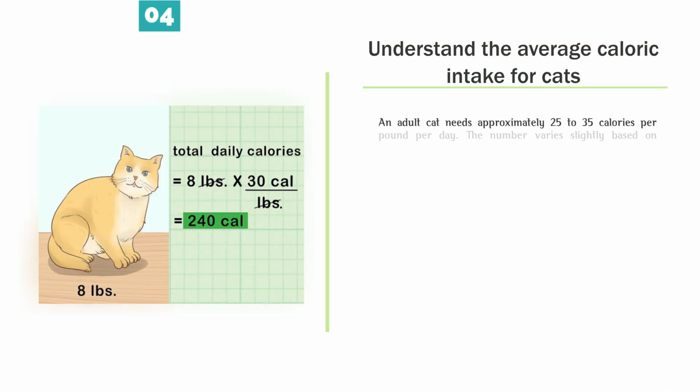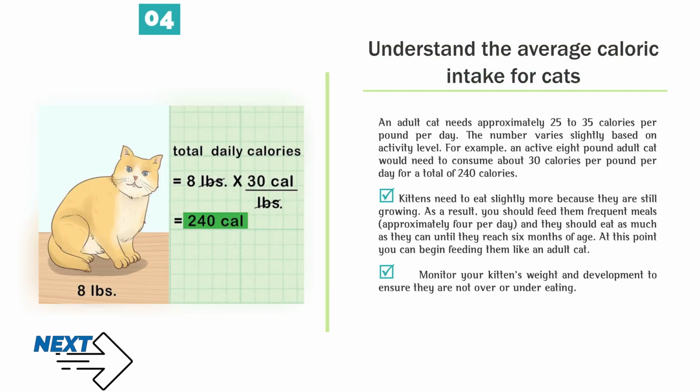Number 4. Understand the average caloric intake for cats. An adult cat needs approximately 25 to 35 calories per pound per day. The number varies slightly based on activity level. For example, an active 8-pound adult cat would need to consume about 30 calories per pound per day for a total of 240 calories. Kittens need to eat slightly more because they are still growing.